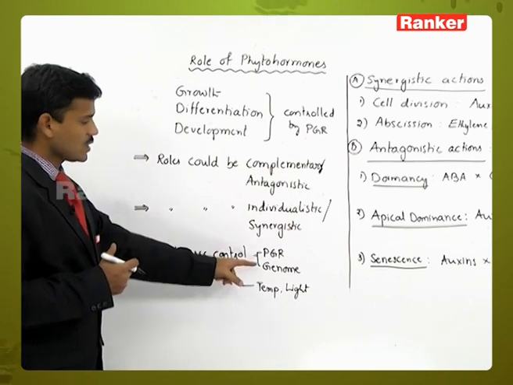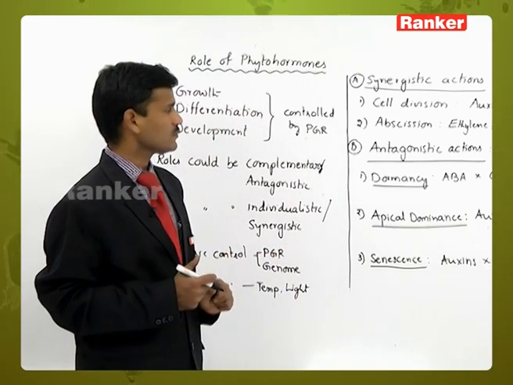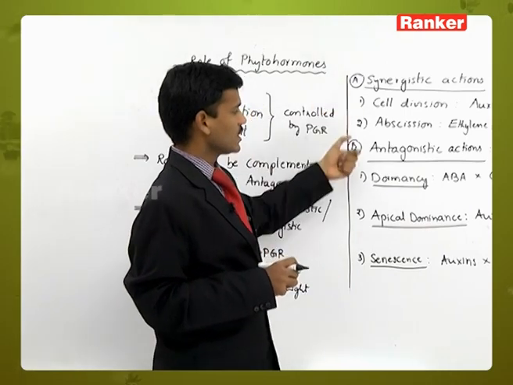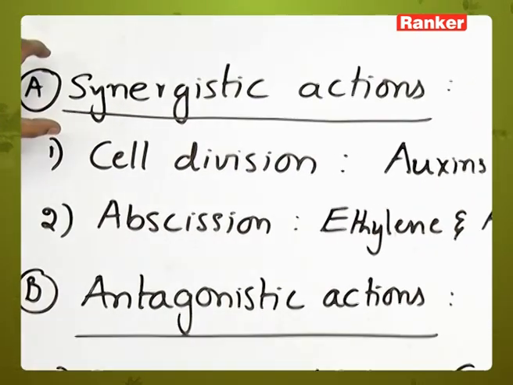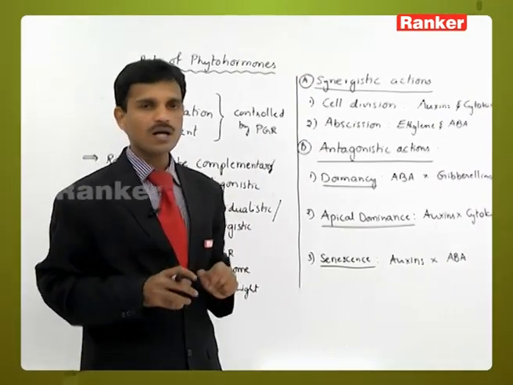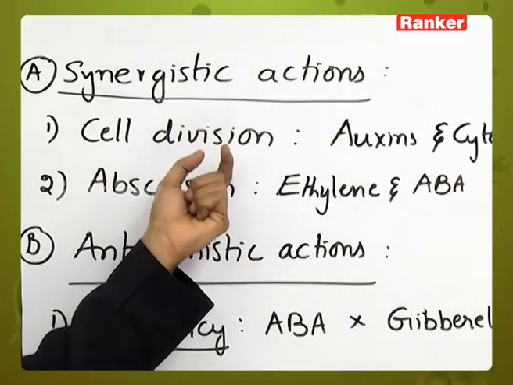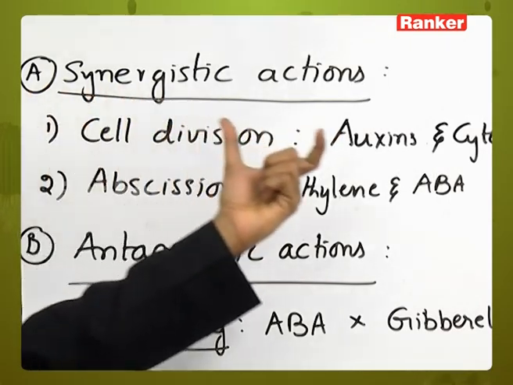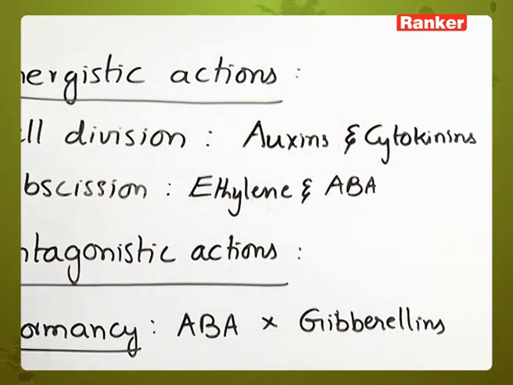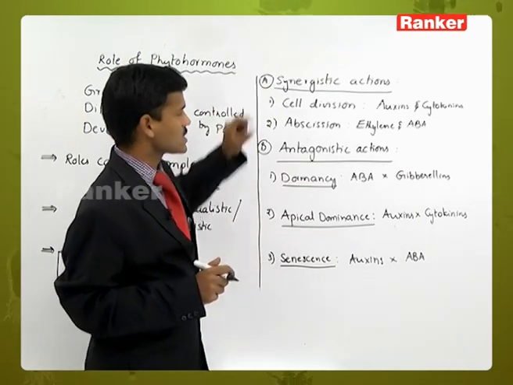Intrinsic control is due to the genetical level and plant growth regulators, genetically and physiologically. The plant growth regulators act in different manners, through synergistic actions and antagonistic actions. In some functions, hormones collectively show their effect. In cell division, auxins and cytokinins are both involved. Both show the same effect, that is synergistic.